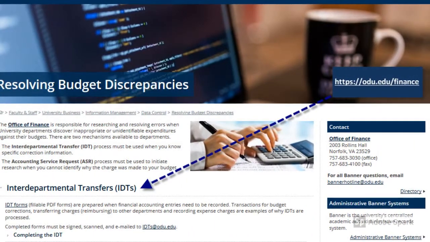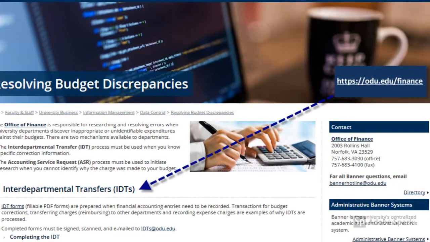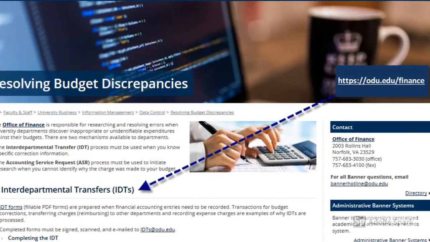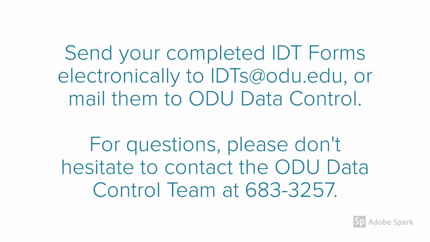You may retrieve the IDT forms on the Office of Finance webpage beneath the Data Control section under Resolving Budget Discrepancies. The IDT forms may be completed electronically as a fillable PDF and emailed to idts@odu.edu. They may also be completed by hand and mailed via intercampus mail to the ODU Data Control Team located in Rollins Hall. Please don't hesitate to contact the Data Control Team with any questions at 683-3257.